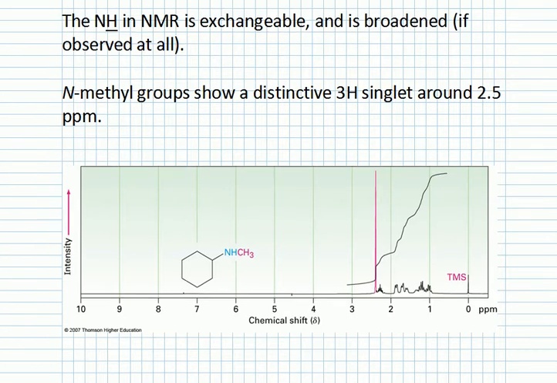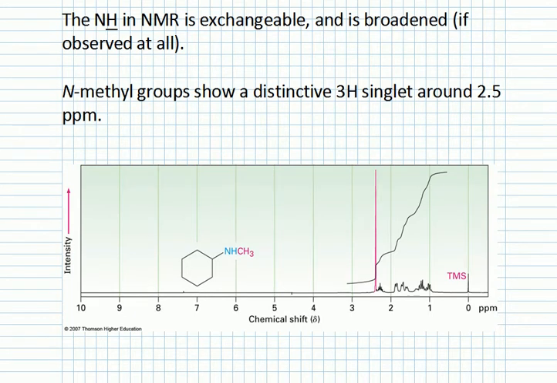In NMR, the NH is exchangeable. So if we do see it at all, it's sort of broadened and it disappears if we add D2O. If we add some heavy water to our sample, that NH will be replaced with an ND, which does not show up. So same thing we said with alcohols. The broadened OH peak can disappear with D2O.